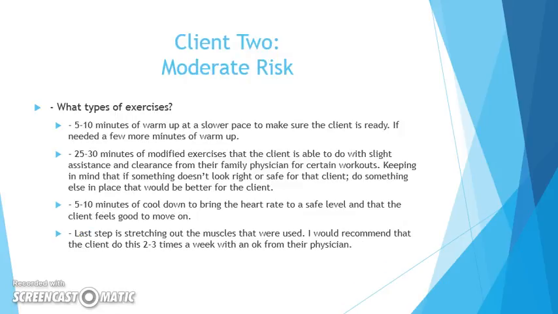Client 2 would be a moderate risk. Of course, since you're going up in risk factor, you would raise the warm-up, maybe at a slightly slower pace with some extra minutes of warming up and cooling down, with 25 to 30 minutes of modified exercises that the client is able to do with slight assistance and clearance from their family physician for certain workouts. Keeping in mind that if something doesn't look right or safe for that client, do something else in its place that would be better for the client.